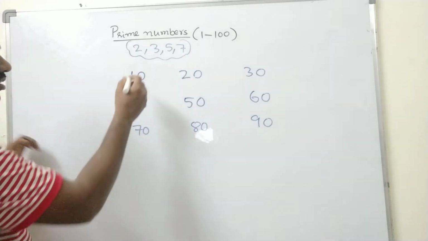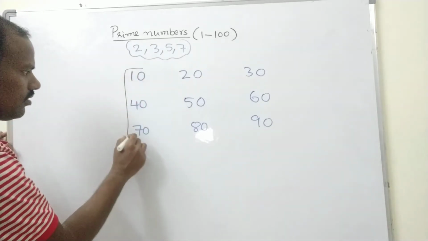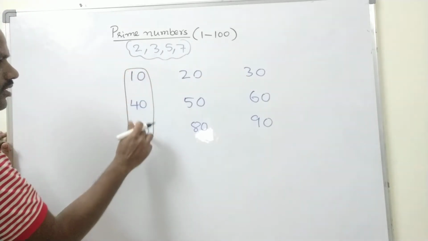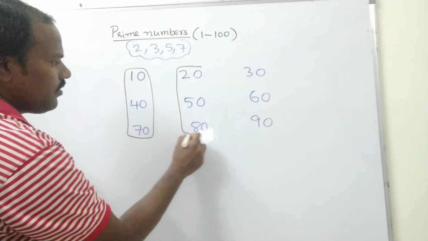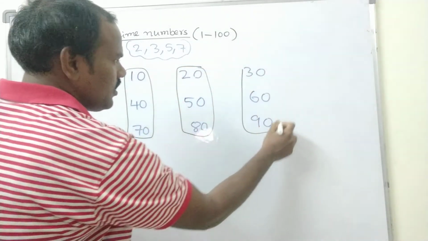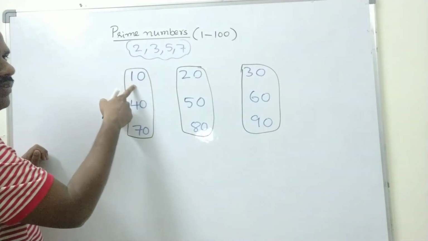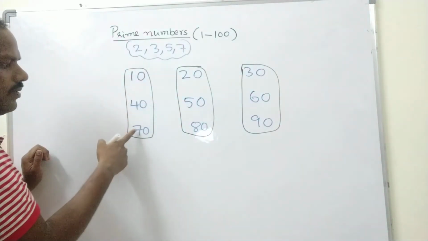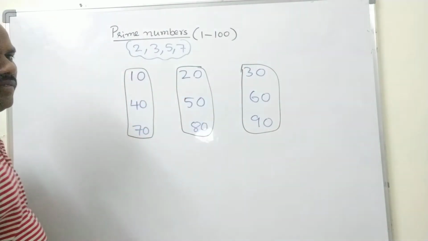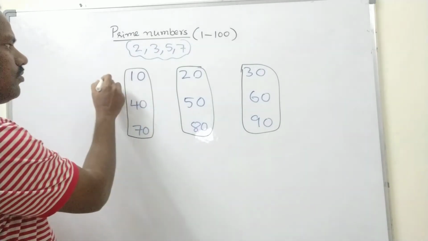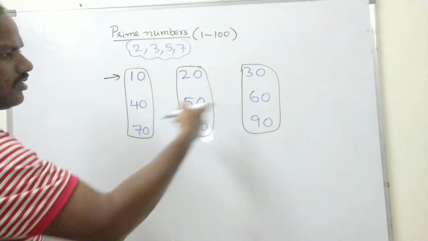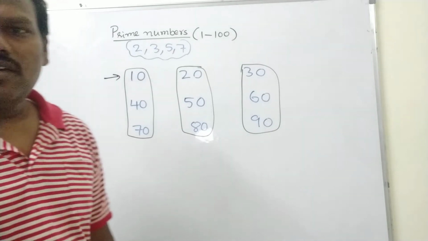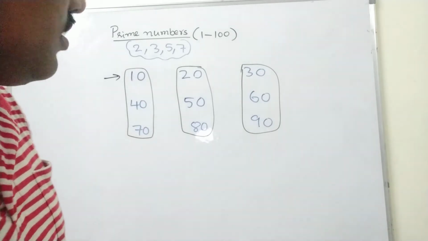So you see the 3 families I have divided: 10, 40, 70 and 20, 50, 80 and 30, 60, 90. If you start from 10, 10 plus 30 is 40, 40 plus 30 is 70. Similarly here also you will get it. Otherwise you can follow this way: 10, 20, 30, 40, 50, 60, 70 and up to 90 you can write.